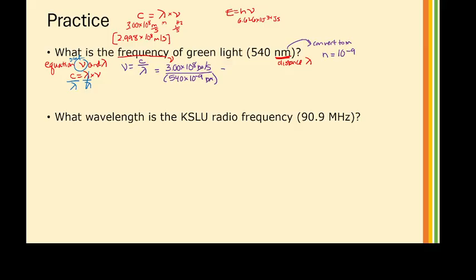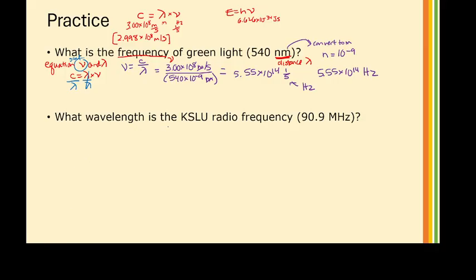The meters are going to cancel, and I will be left with 5.55 times 10 to the 14th, and it will be 1 over second. But this is a hertz, so I could also say that this is 5.55 times 10 to the 14 hertz. And sig fig wise, this is really just 2 sig figs, because technically if I meant 540 with 3 sig figs, I should put a dot there. But we're not worrying too much about sig figs right now.